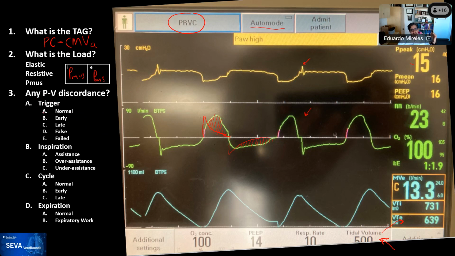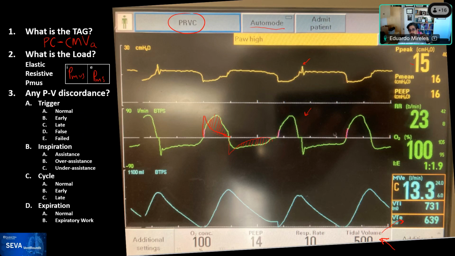So in terms of trigger, is it normal, early, late, false, failed? Waiting. There you go. All right. It's suddenly a barrage of answers. Yeah, this is definitely normal. I see the flow changing. It doesn't until it crosses, it changes color, so it becomes very evident here.